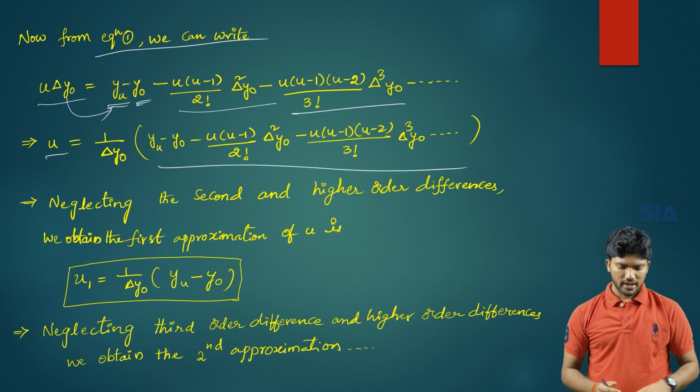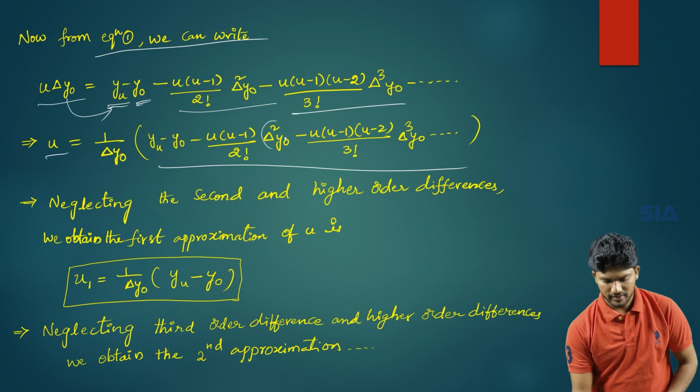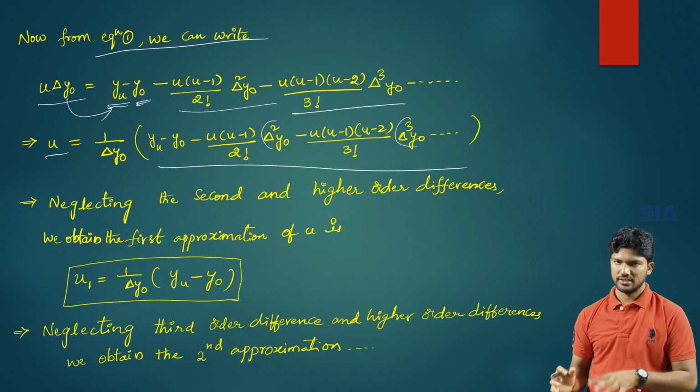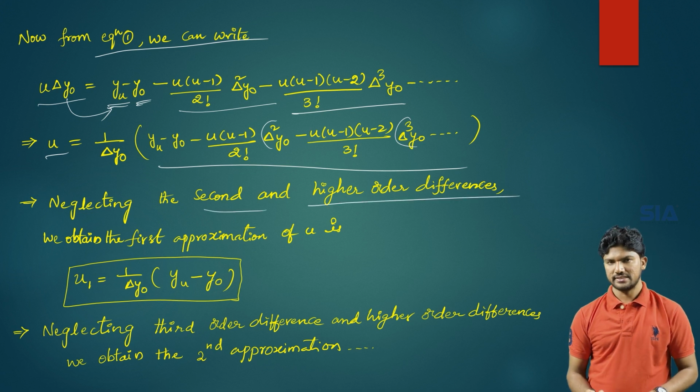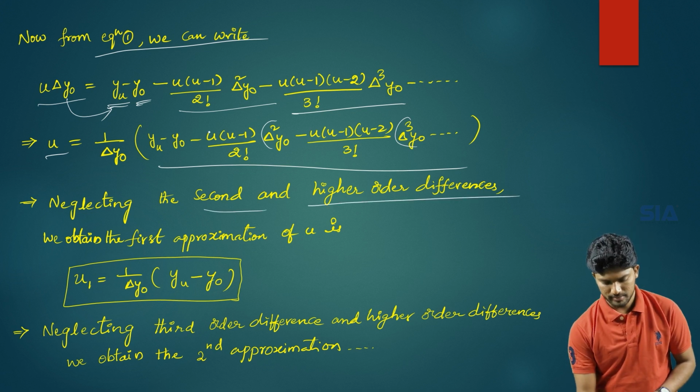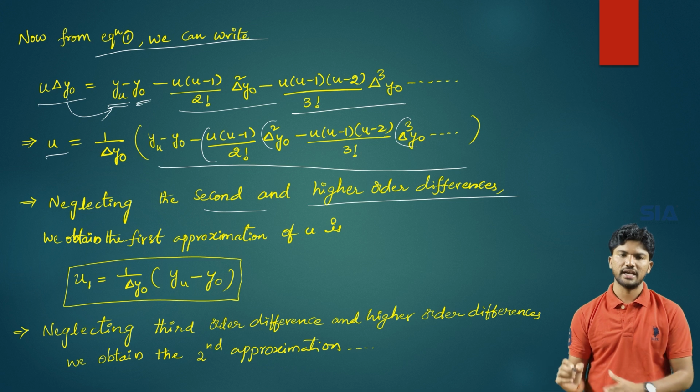because it is a multiplicand. So therefore u is equal to 1 by delta y naught into this total same value. So now here we have second order forward difference, here third order forward difference. Now neglecting the second and higher order differences, from here you can neglect those values.